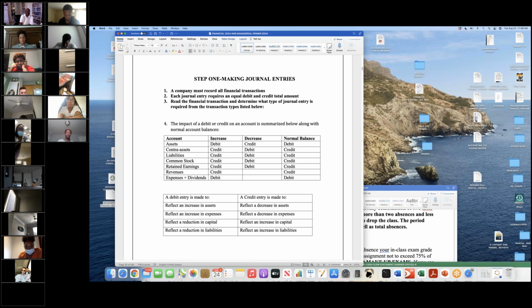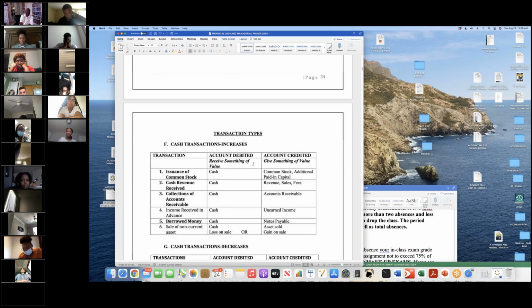And retained earnings. If it's a credit, the company's doing well. If it's a debit, the company's not doing too well. Revenues always are credits. Revenues are always on the credit side. Expenses and dividends are basically always on the debit side. So we'll go back over this, but this is just the rules of debits and credits.